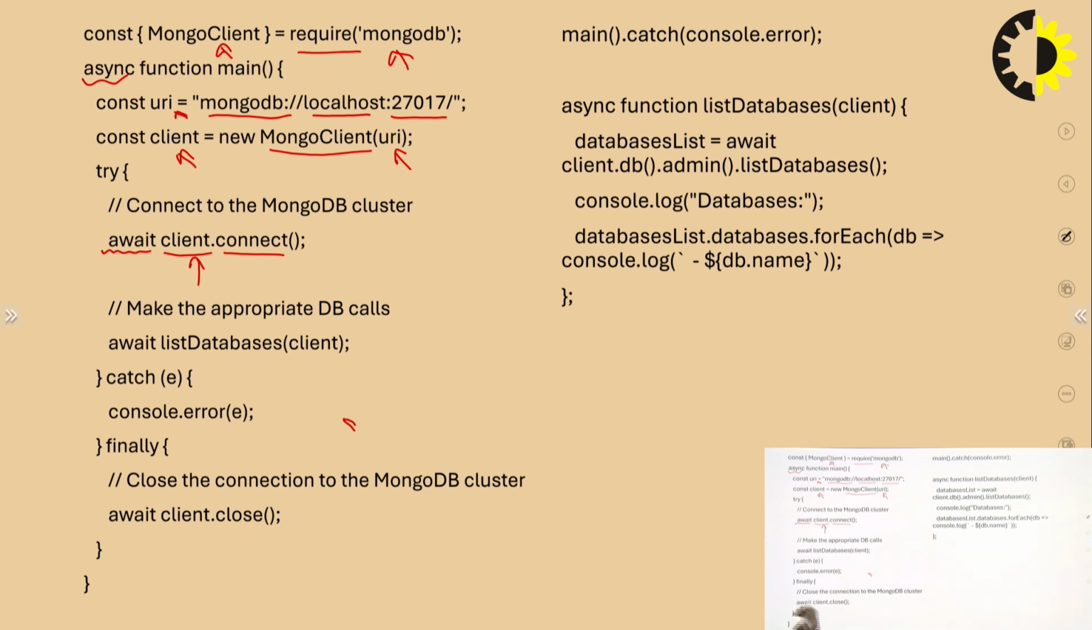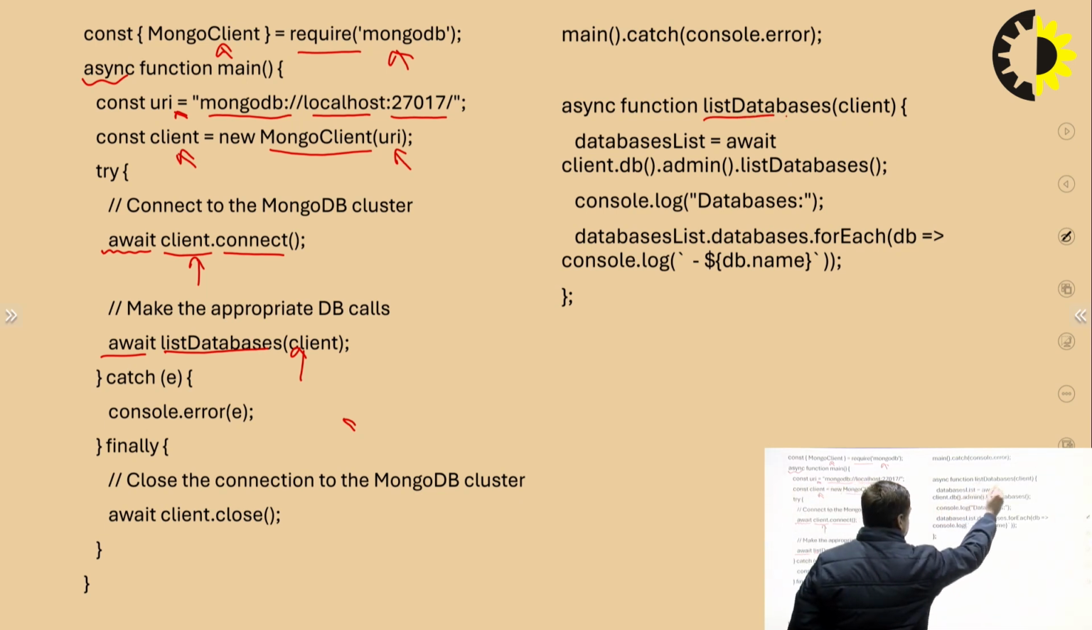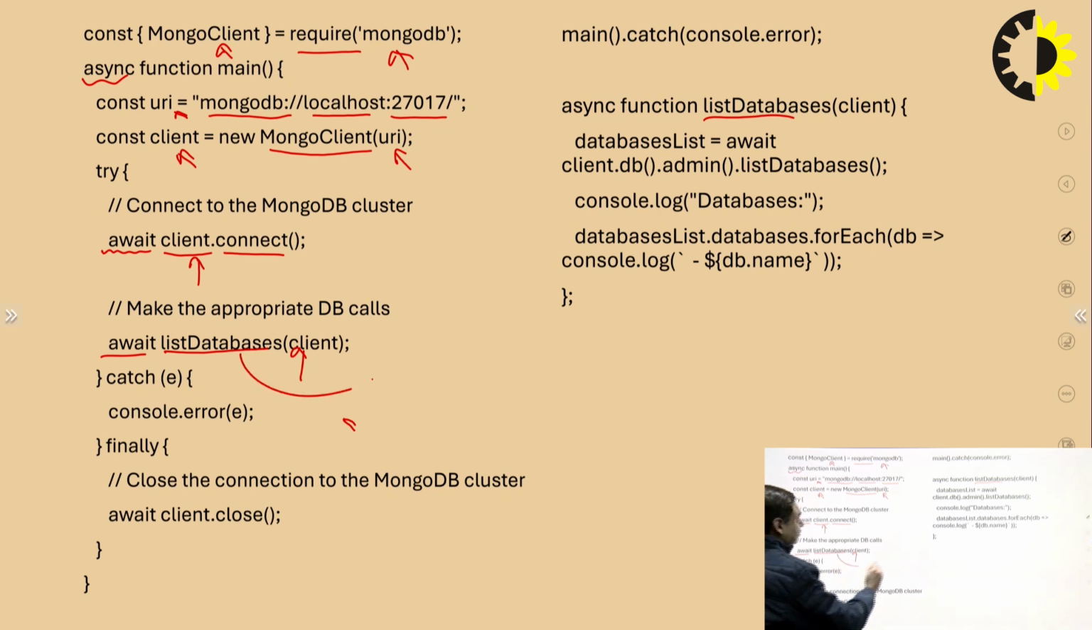When the connection is established, then this function will be executed. Now this function is list database. We are passing the client object. With the help of the client object, the connection is established. Again, we are putting the await to ensure that this function is executed completely, then any further processing goes on. Now, when this function is executed, it will go to this function, list database. This is the function.